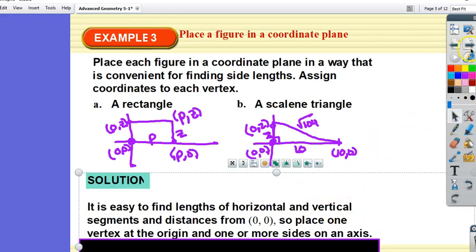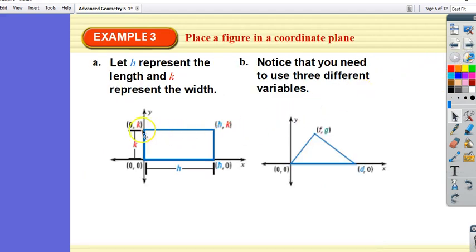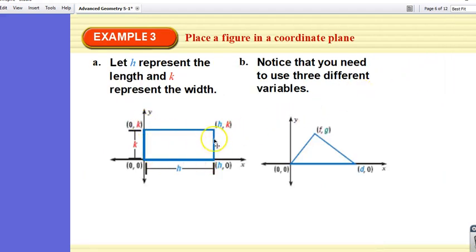So they use K and H. It doesn't matter what letters you use. You see how they did this?